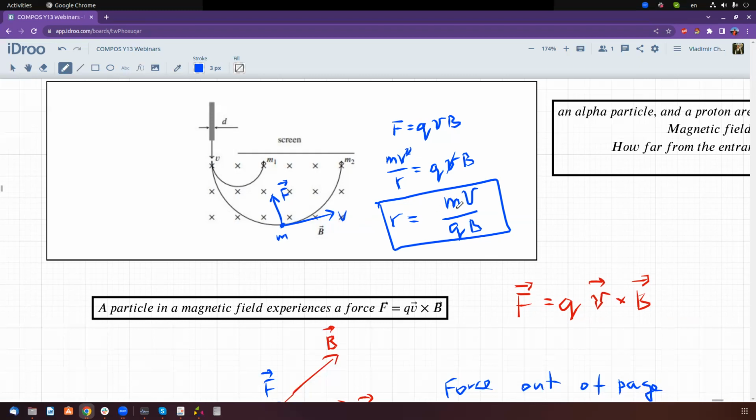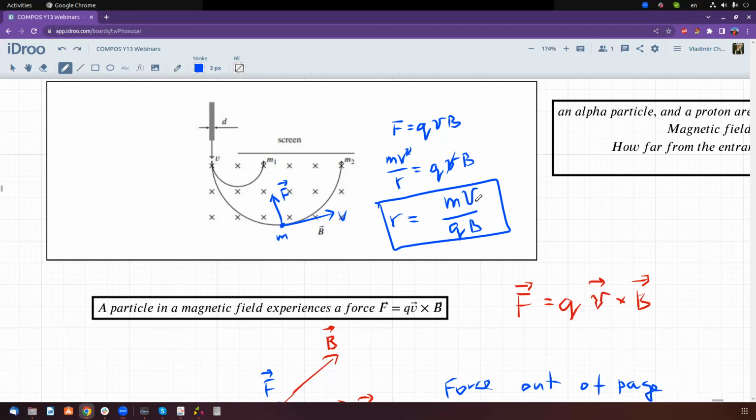Just look at the formula. If you have a more massive particle, it will take a bigger radius. If you have a heavier particle, so a lighter particle would go like this, a heavier particle would take a bigger radius, which makes perfect sense.